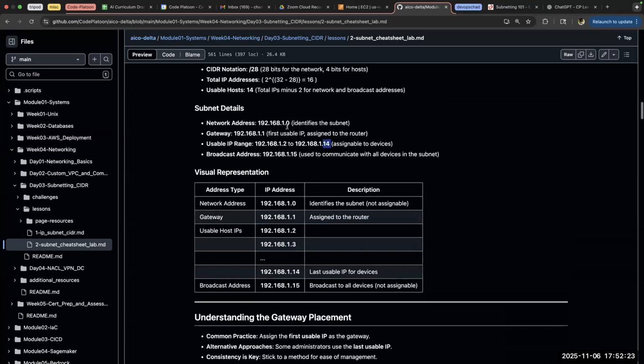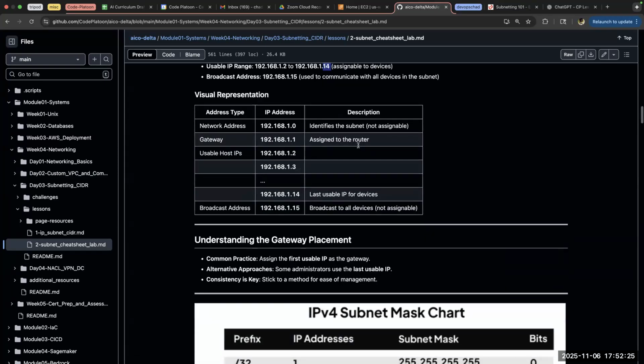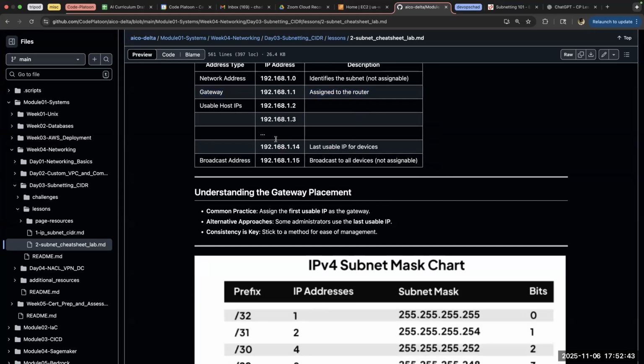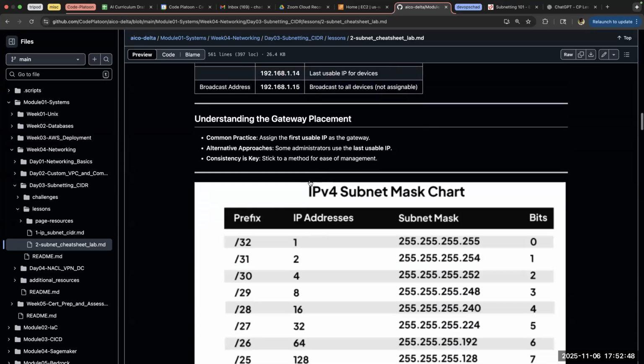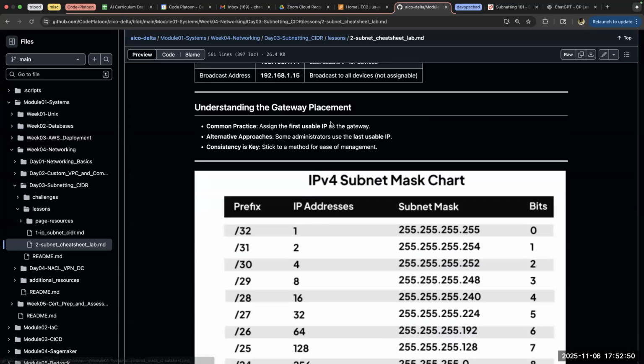All right, so representations, we kind of went over all this. This is basically how you connect whatever's on that subnet to talk to your router, a gateway to the router to get out to your network. Showing your usable IPs is just breaking down everything that we said. And broadcast is just how you broadcast to any device on that subnet. Understanding gateway placement, it's usually the first usable IP, but sometimes we use the last. Generally we stick with the first.